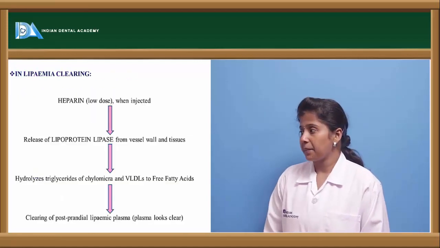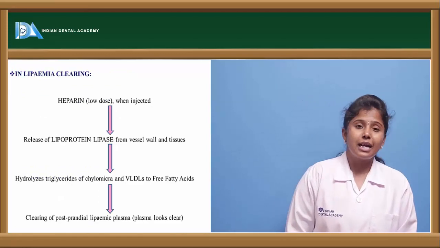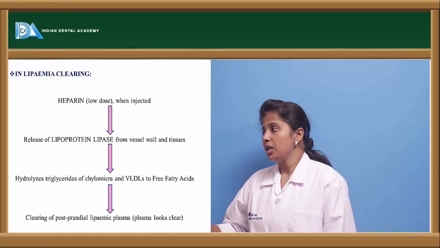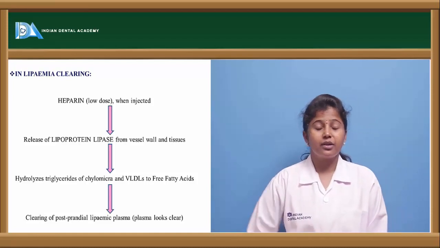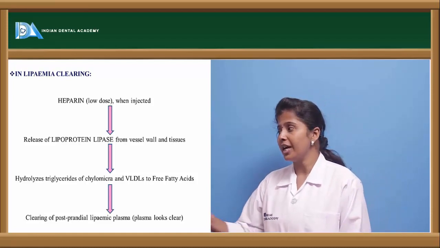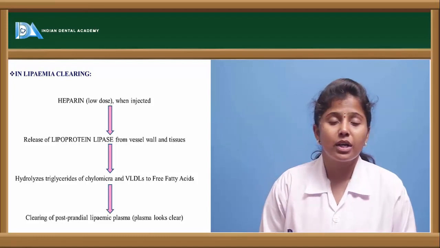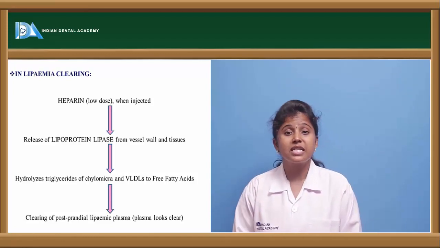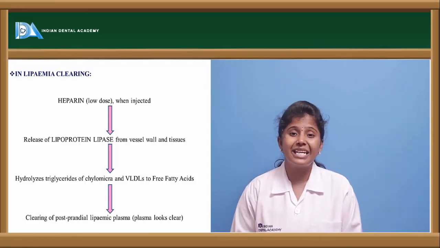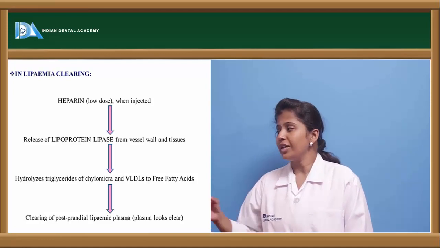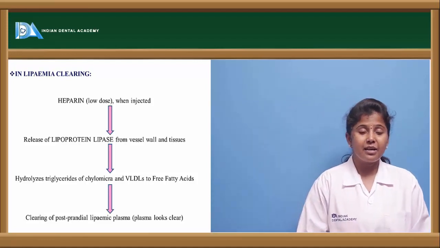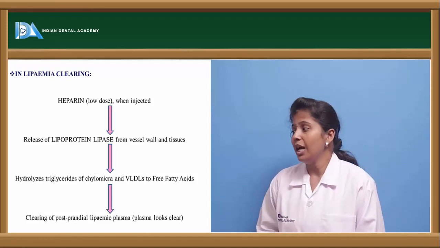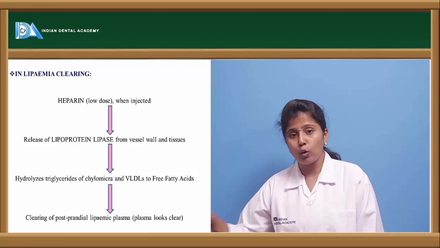And what are the actions in lipid clearing, how does it clear the lipids? When a low dose of heparin is injected, it releases an enzyme called lipoprotein lipase. This lipoprotein lipase is an enzyme which aids in breaking down, or degrading, the fatty acids. If hydrolysis of the fatty acids takes place, then the deposition of these fatty acids at the blood vessel will be reduced, and thereby there will be free flow of the blood.